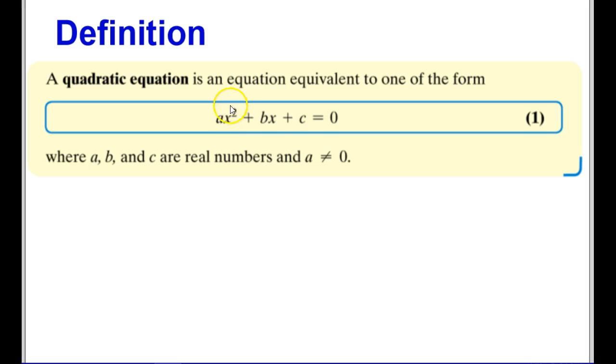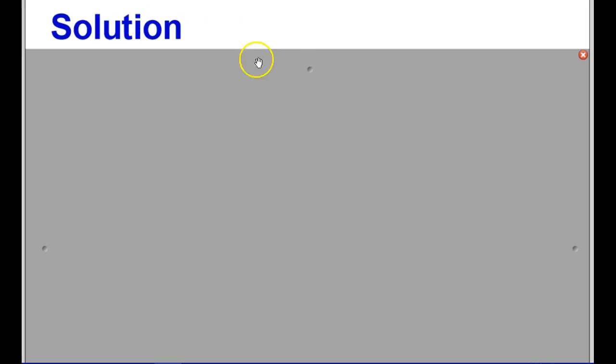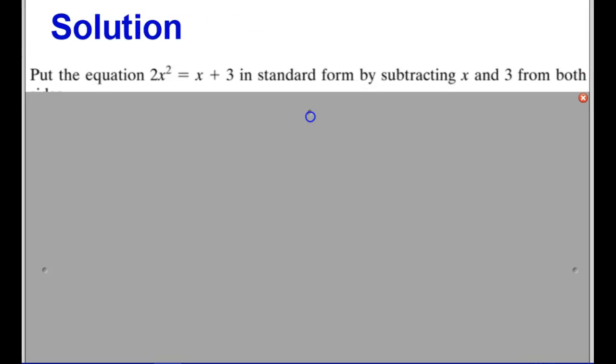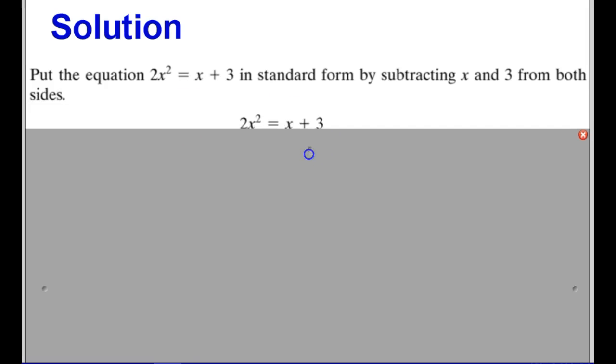A quadratic means the x squared term is the highest exponent that I have, and a, b, and c are real numbers. That's the biggest thing about a quadratic. So now let's look at this one. I've got 2x squared equals x plus 3. The first thing I want to do is get everything to one side and put this in standard form. Standard form just means I go from the highest exponent to the lowest exponent.